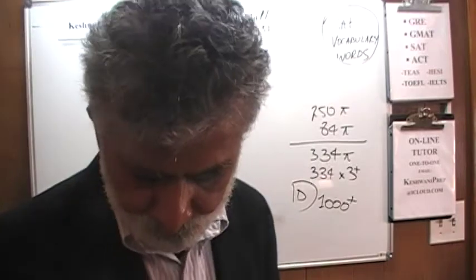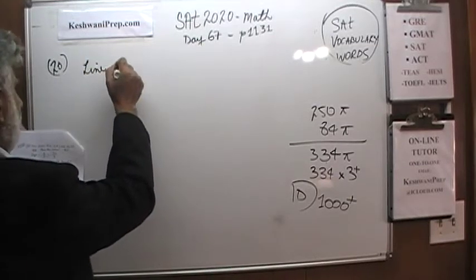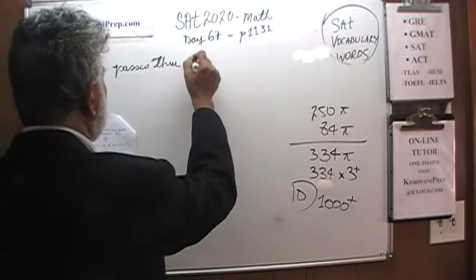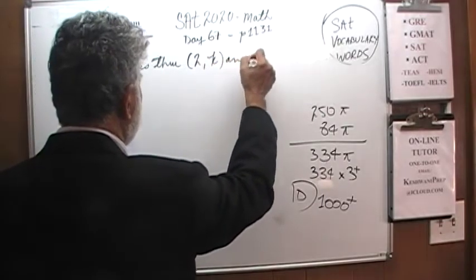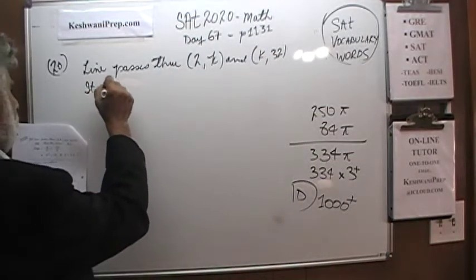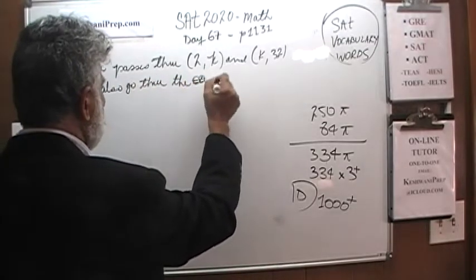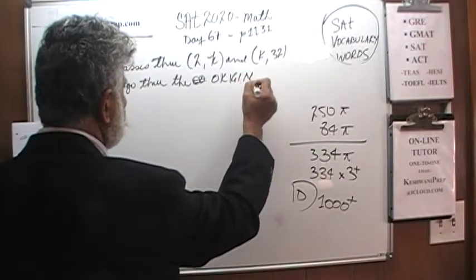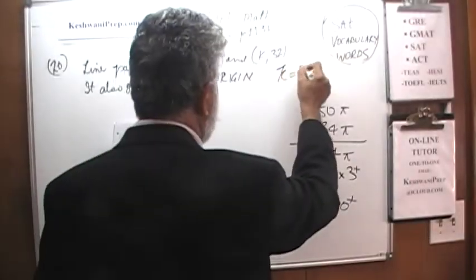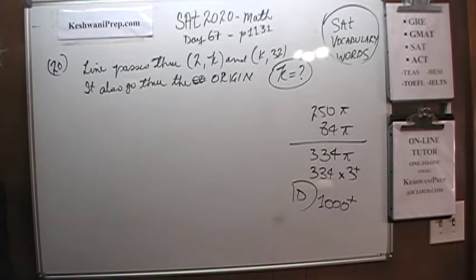Number 26. It says the line passes through (2, k) and (k, 32). We are also told that it goes through the origin. Given the fact that it goes through these three points, the origin, this point and that point, the question simply is, what's the slope? Let's find it.